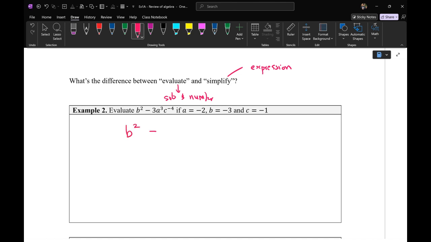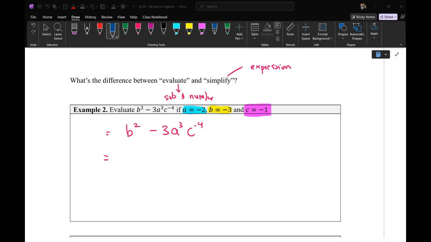b squared minus 3a cubed c to the power of negative 4. What if a was negative 2, b is negative 3, and c is negative 1? Have a go. I'm going to pause the video for a bit. Let's see what you guys got.